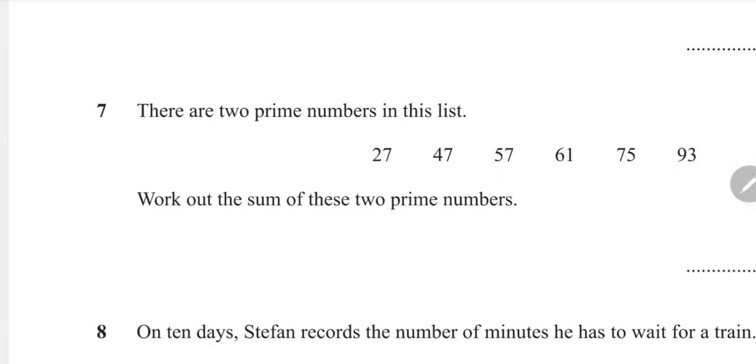There are two prime numbers in this list. Work out the sum of these two prime numbers. First of all, we have to find out which numbers are prime. A prime number is divisible by itself and 1 only. So 27 is divisible by 3 and 9, so it's not prime. 47 is a prime number because it's not divisible by any other number. 57 is not prime because it is divisible by 3 and 19. 61 is prime because it's not divisible by any other number except 61. 75 is not prime. 93 is divisible by 3, so not prime. So we have two prime numbers, 61 and 47.